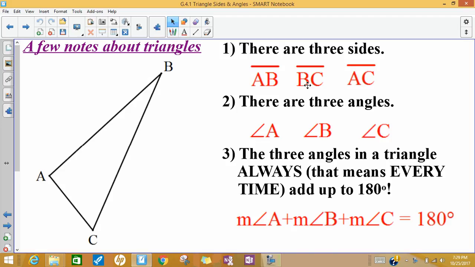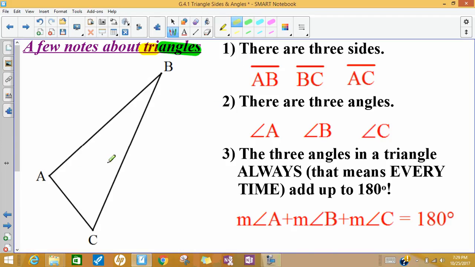Triangles have three sides, hence the prefix tri in triangles. And then there are three angles, hence the part angles. So we have three sides, three angles.